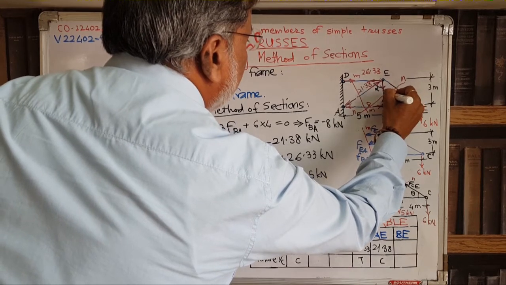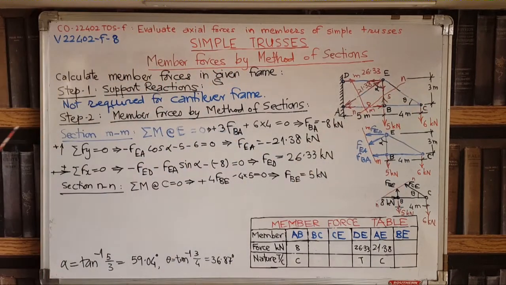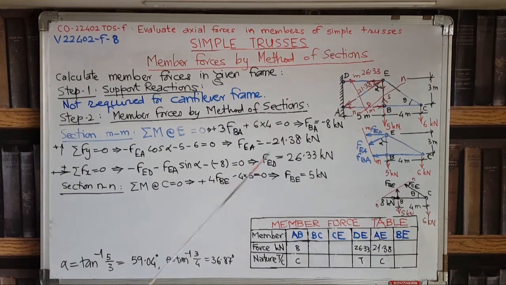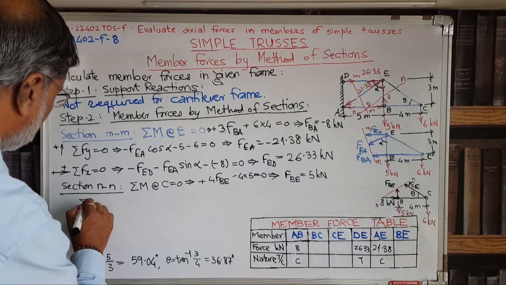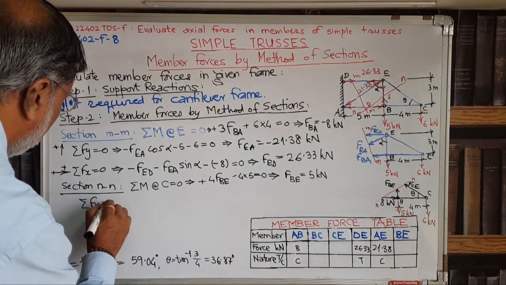We have to be careful about the arrow directions, and we have to show them immediately after we have calculated its value. Afterwards it will be confusing. Now we apply the next condition, that is sigma Fy equal to 0. So sigma Fy equal to 0.